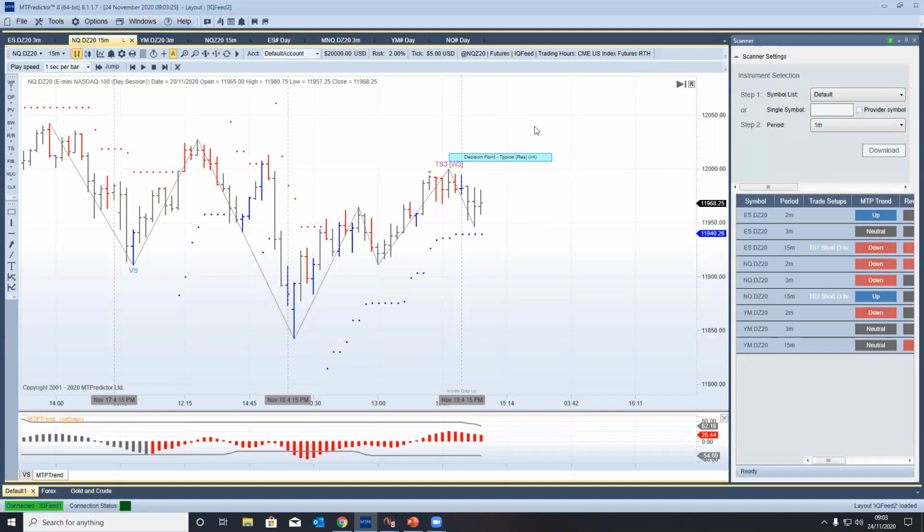Can you see how that's on the chart in advance? This is what we do with everything in MT Predictor. We're looking to work in advance. We're not looking to just look back in hindsight. We're looking to anticipate what's going to happen.